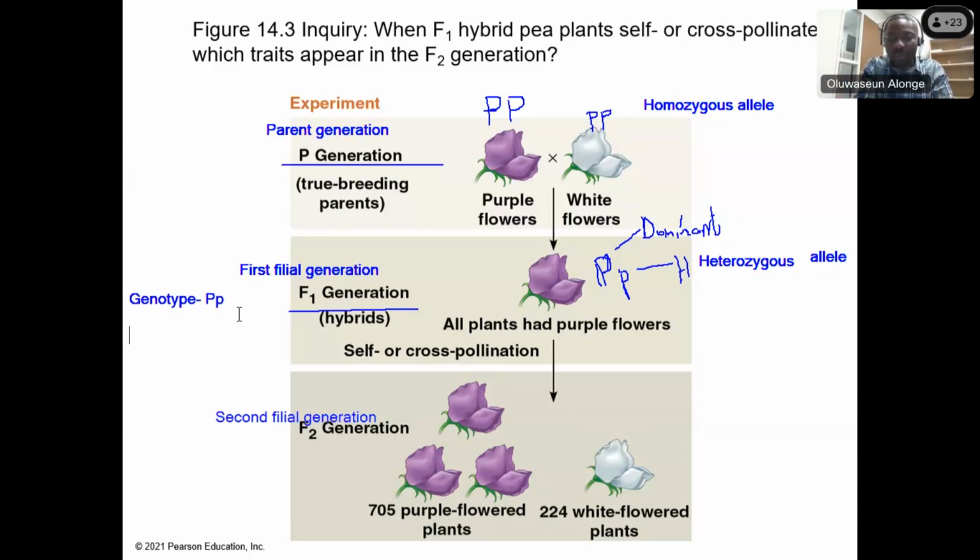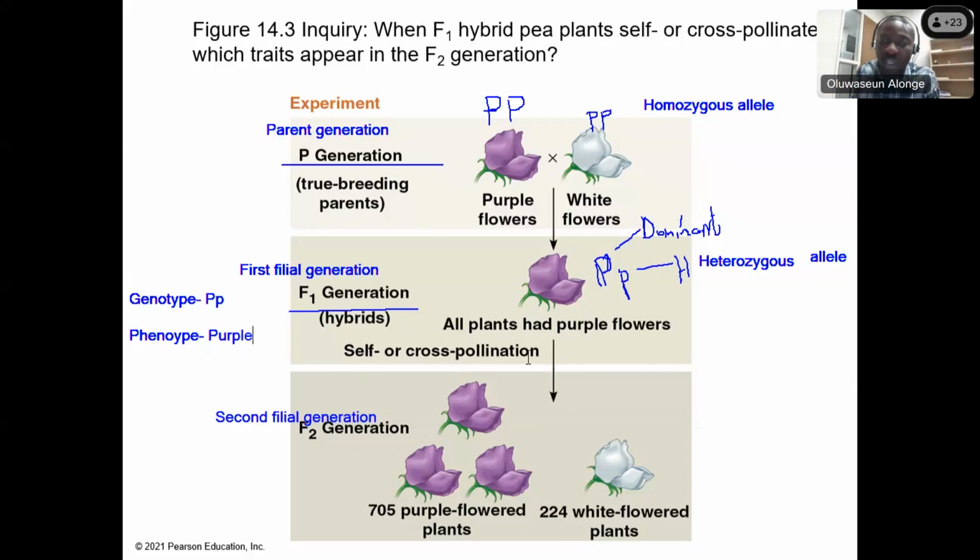But the phenotype means physical appearance. They are all purple when you are looking at them. So when you're looking at them with your naked eyes, they are purple. They don't have any whites. But when you go to study their genotype, you realize that they have both purple and white in their genotype. Now, when you get to F2, what's going to happen? In F2, you notice that there are some in number. This is 705 purple, and this is 224 white.